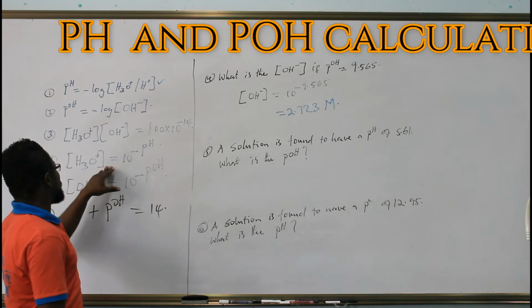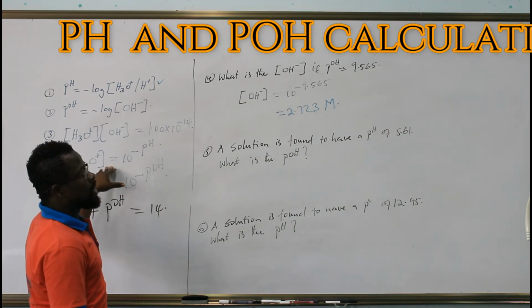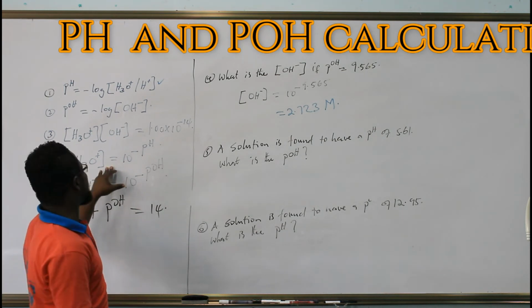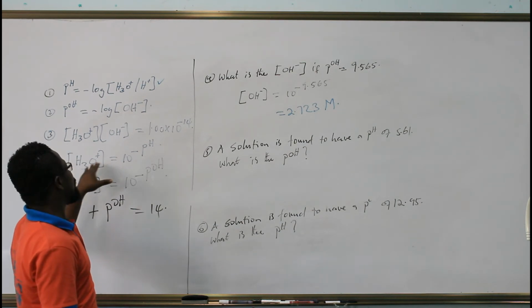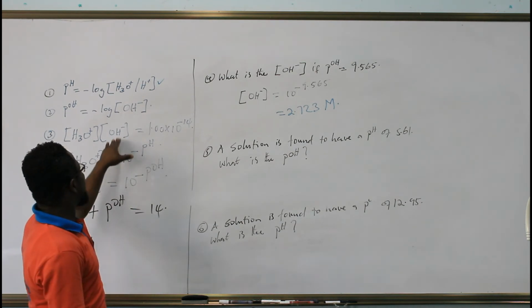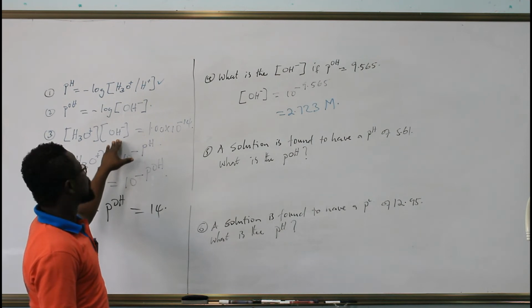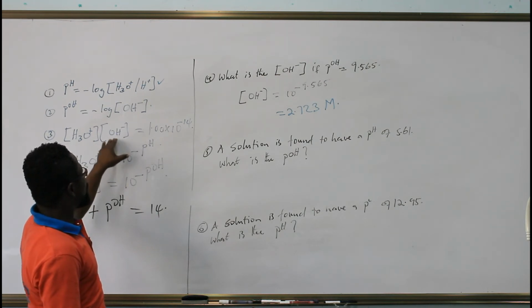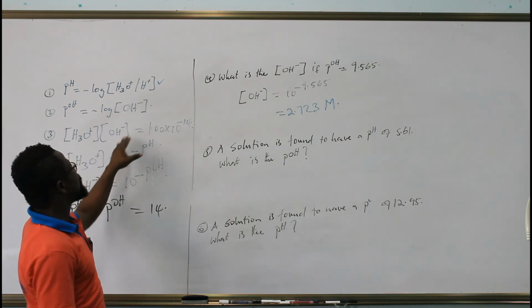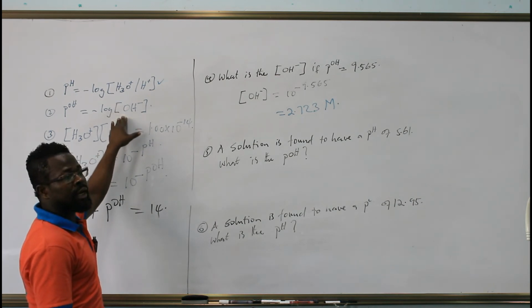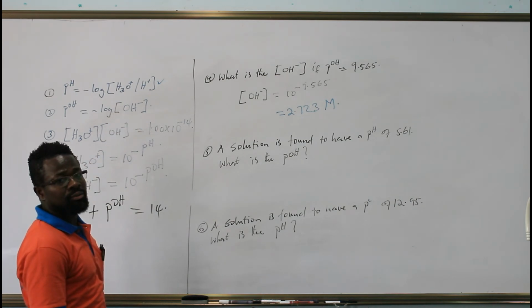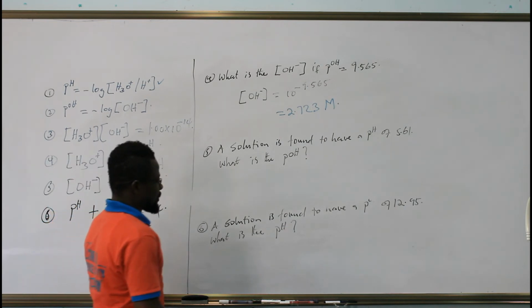That is, we move from formula number 4, because we are given the pH, so we will find the concentration of the H3O plus, and then we move ahead to use formula number 3 to find the concentration of the OH minus, and then we will use formula number 2 to find the pOH. So let's try that and let's see.